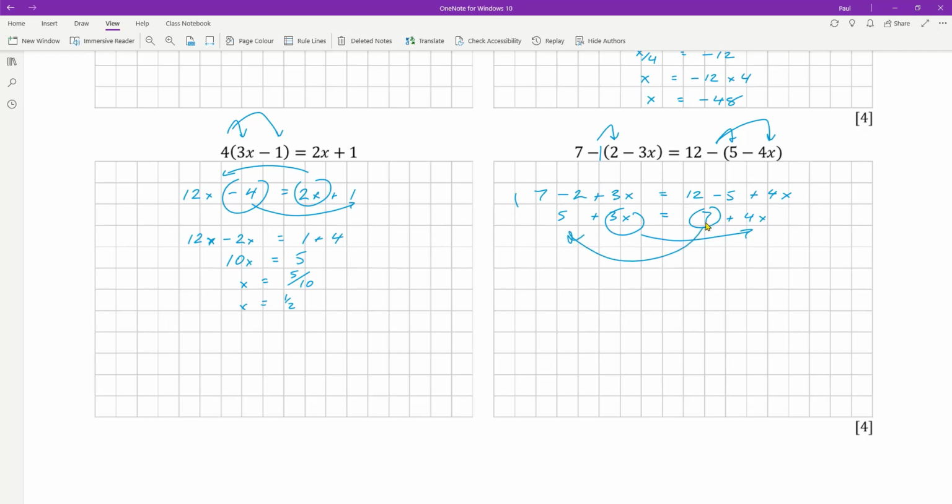So that's a positive 7, so on the other side it'll be minus 7. That's a positive 3x, so on the other side it'll be minus 3x. So then I end up with minus 2 is equal to 4x take 3x, which just leaves you with 1x. And that's the final answer. And that is it for those solutions.